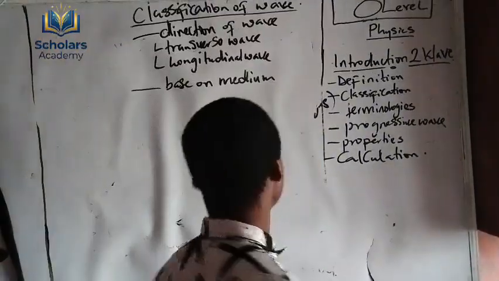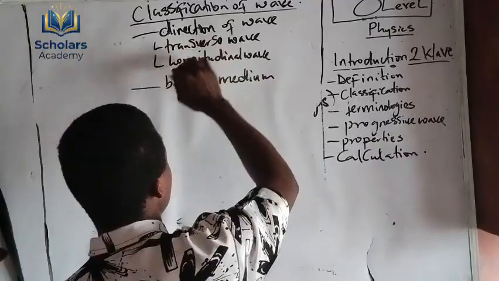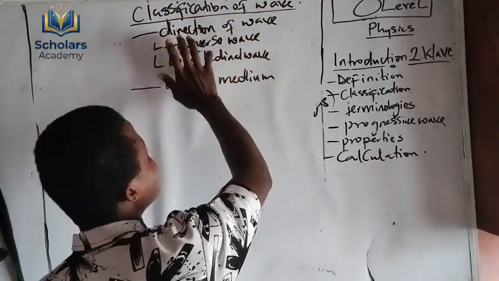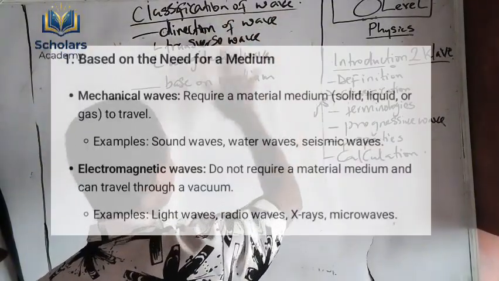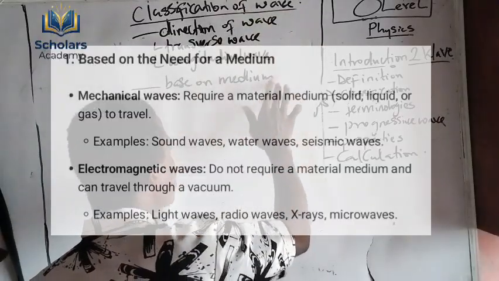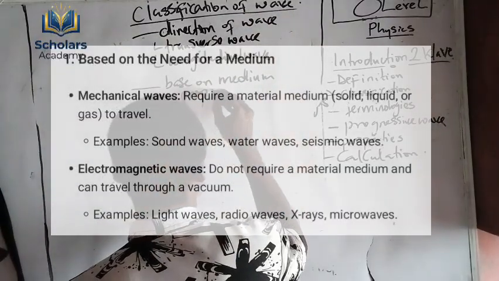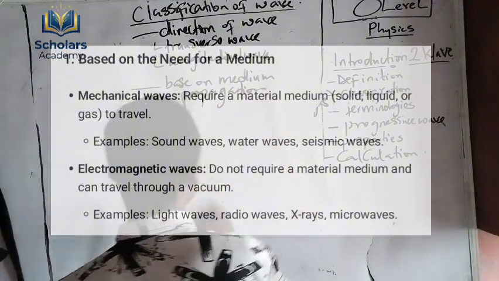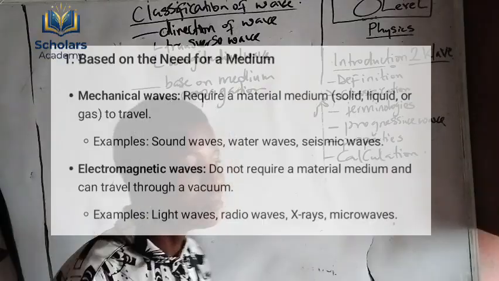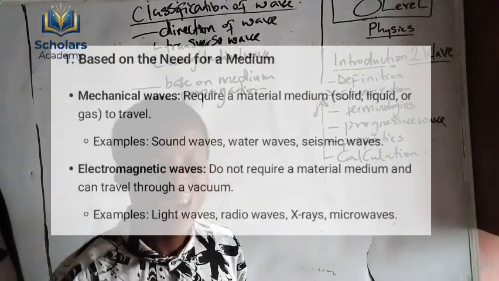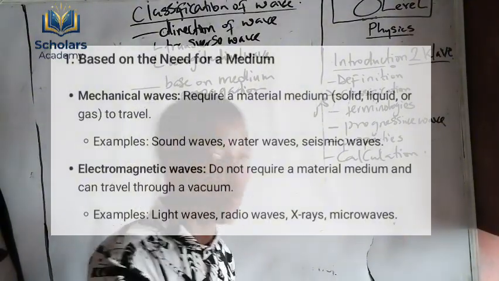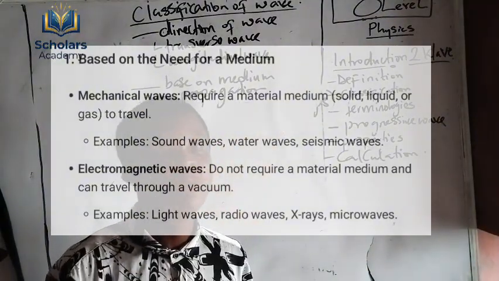Next, let's look at medium of propagation. So now we are able to talk about the classification of wave based on directions of wave, that's transverse wave and longitudinal wave. The next thing I want to look at is classification of wave based on medium of propagation. Wave is classified based on the kind of wave that requires a medium and those that do not require a medium. Wave that requires a medium, we call mechanical wave, while those that do not require a medium, we call non-mechanical wave.